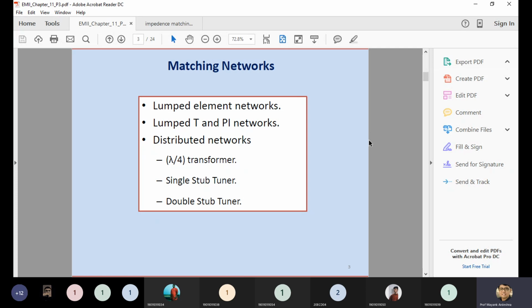A stub is similar to a transmission line, but its length is very small compared to the transmission line. Remember it. A stub is similar to a transmission line, but the length is quite small compared to the transmission line. So you can consider the stub to be nothing but some kind of wire.